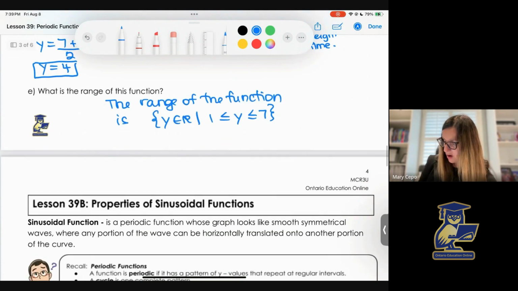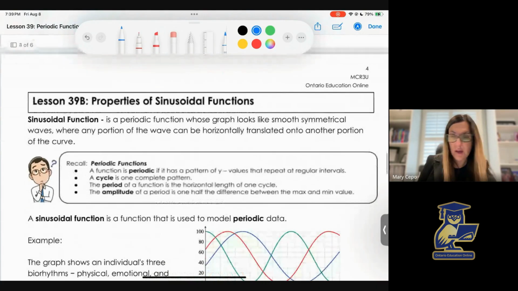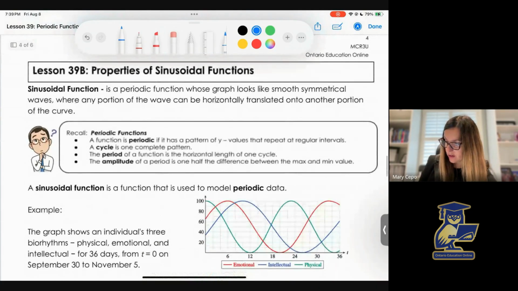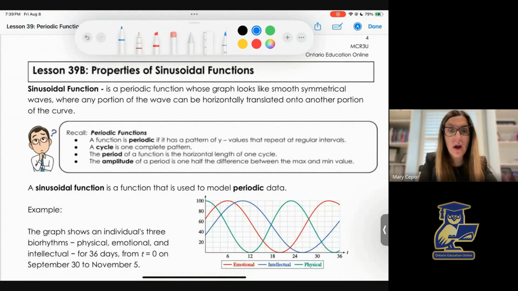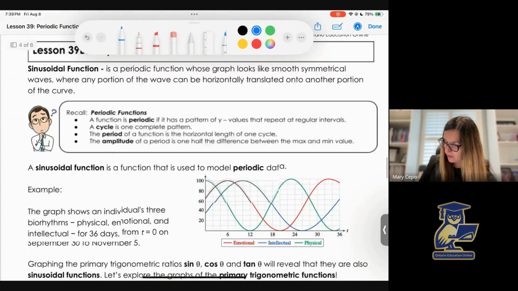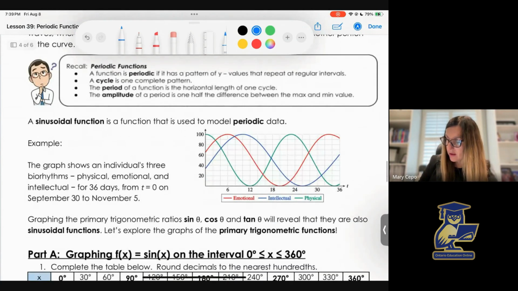Okay, so looking at some properties of sinusoidal functions. A sinusoidal function is a periodic function whose graph looks like a smooth symmetrical wave, where any portion of the wave can be horizontally translated onto another portion of the curve. So recall, a function is periodic if it has a pattern of y values that repeat at regular intervals. A cycle is one complete pattern.